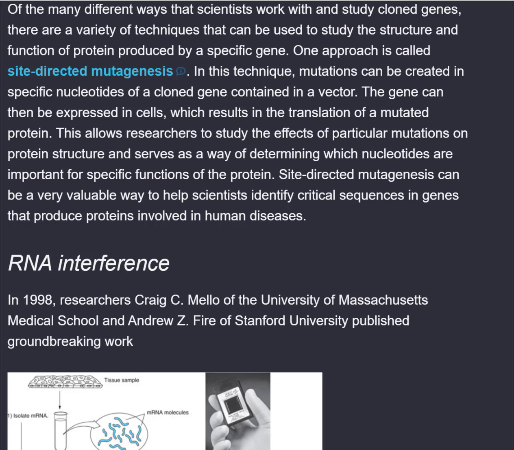In this technique, mutations can be created in specific nucleotides of a cloned gene contained in a vector. The gene can then be expressed in cells, which results in the translation of a mutated protein. This allows researchers to study the effects of particular mutations on protein structure and serves as a way of determining which nucleotides are important for specific functions of the protein. Site-directed mutagenesis can be a very valuable way to help scientists identify critical sequences in genes that produce proteins involved in human diseases.